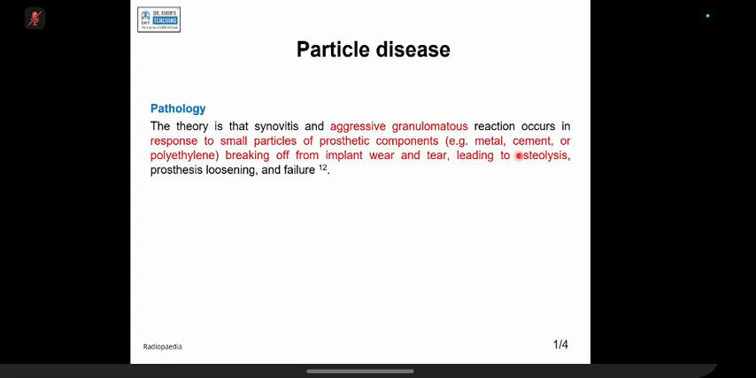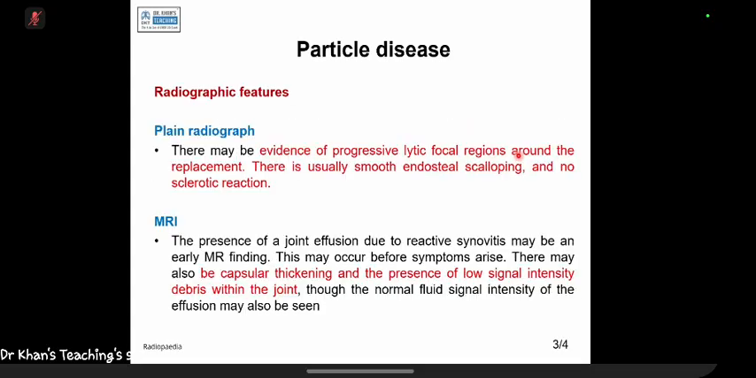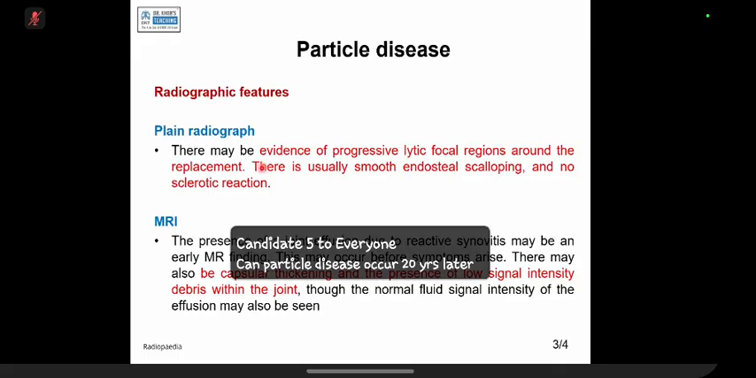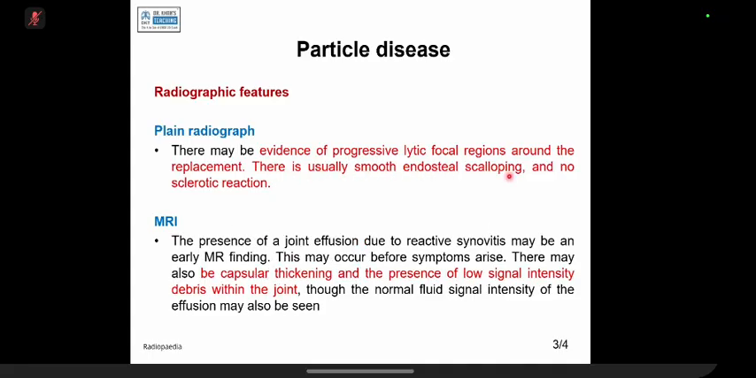Of course, it can happen within the joint cavity. Our case was happening outside. Look at these radiological features from Radiopaedia. Evidence of progressive lytic focal regions around the replacement. So this one, around the replacement, means it is in the joint cavity itself. Ours was outside the joint cavity. And there is usually smooth endosteal scalloping and no sclerotic reaction.